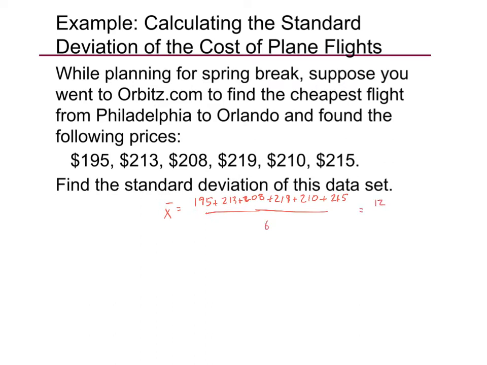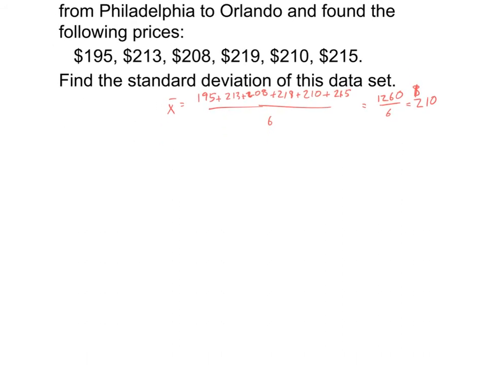The sum is 1,260, which divides nicely by 6 to get $210. So the average cost of those 6 flights is $210. Now we're going to find the standard deviation, and I'm going to set up a table and label each column of my table.